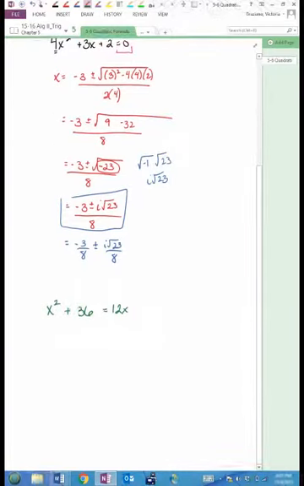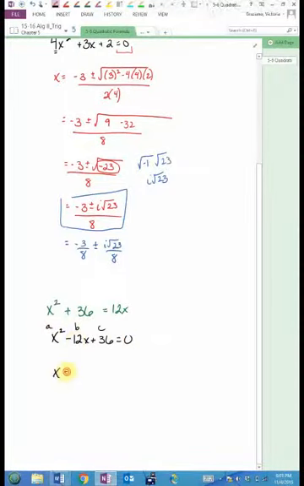Okay, so notice on this one that it's not set equal to 0 to start, and we want to find zeros, so setting it equal to 0 is really the way to go. So I'm going to go ahead and subtract 12x. And I'm going to put it in standard form as I went, so here's my A, my B, and my C.